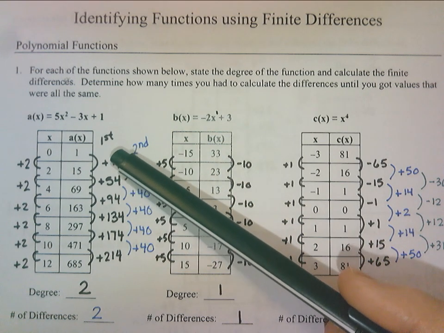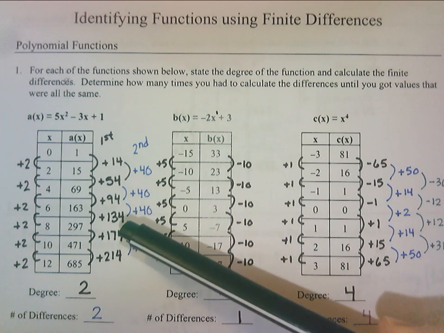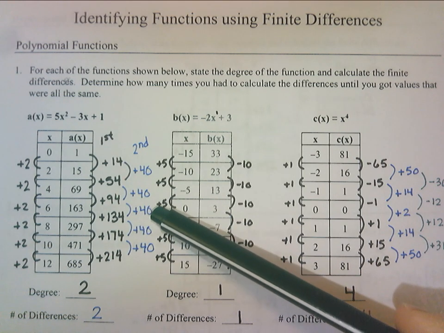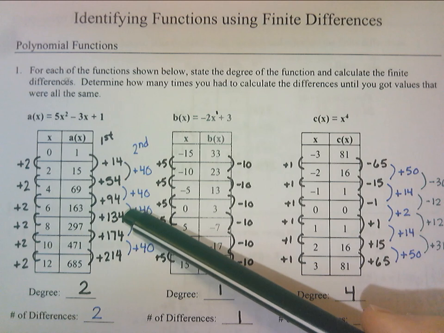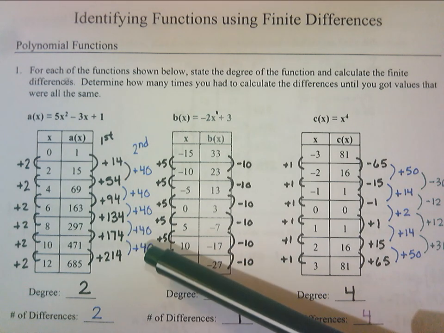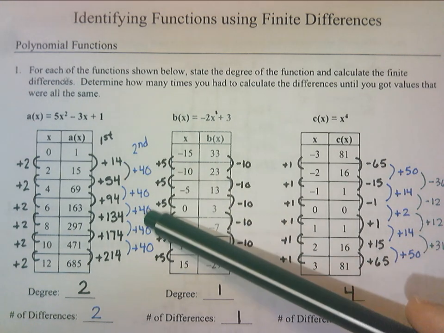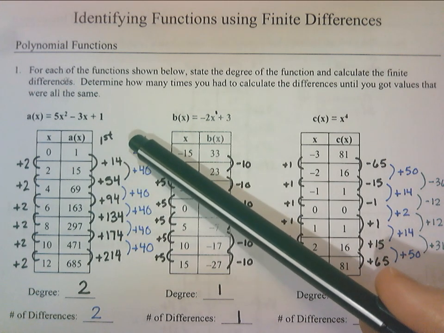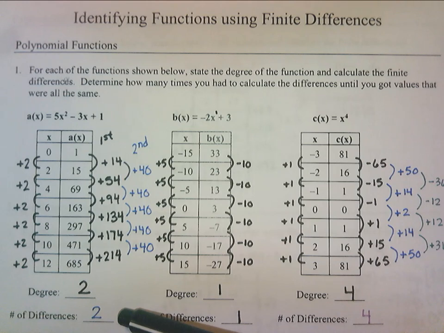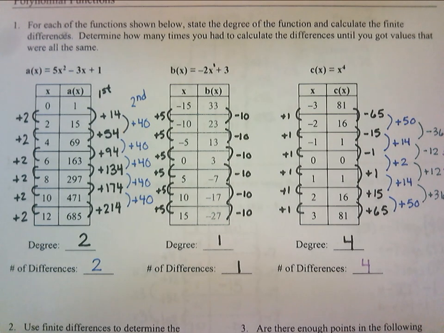So I did 54 minus 14 to get 40, 94 take away 54 to get 40, 134 take away 94 to get 40, 174 take away 134 to get 40, and then 214 take away 174 to also get 40. So I now notice all of those differences are the same, and I had to do it twice. So I wrote that the number of differences that we needed to do until they were equal was 2.